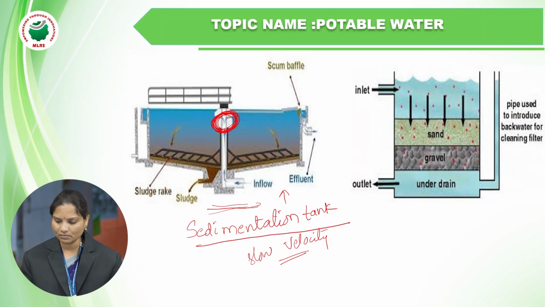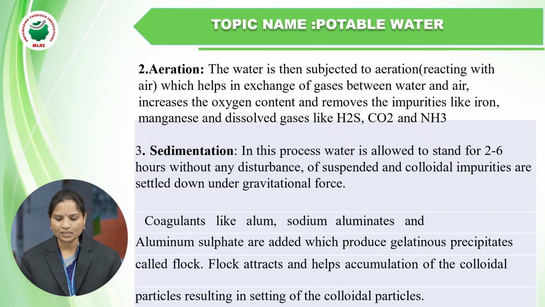So what is the sedimentation process? In the sedimentation process, the water is allowed to stand for 2 to 6 hours without any disturbance. Then colloids and suspended impurities are removed, like precipitation-type impurities, which we eliminate by this sedimentation process. So what is the procedure, and what process takes place in sedimentation?